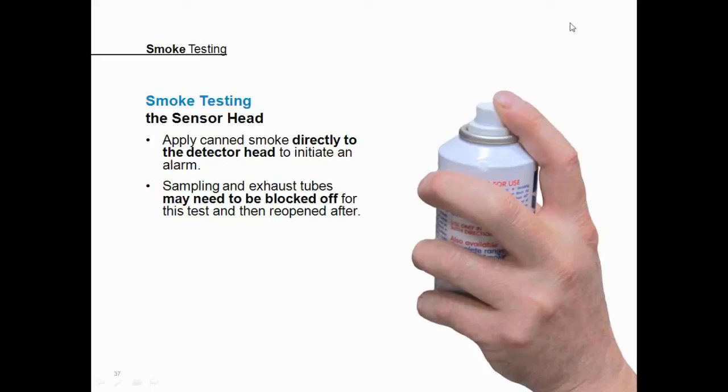Introducing smoke into the ductwork with canned smoke is an acceptable testing method and will ensure that the sensor is functioning properly and that the proper airflow is present.